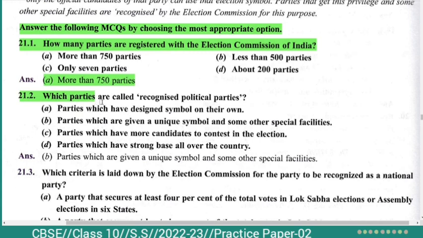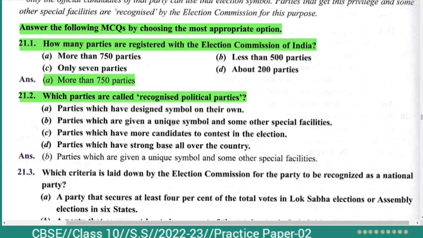Question number 21.2. Which parties are called recognized political parties? Option A, parties which have designed symbol on their own. B, parties which are given a unique symbol and some other special facilities. C, parties which have more candidates to contest in the election. D, parties which have strong base all over the country.